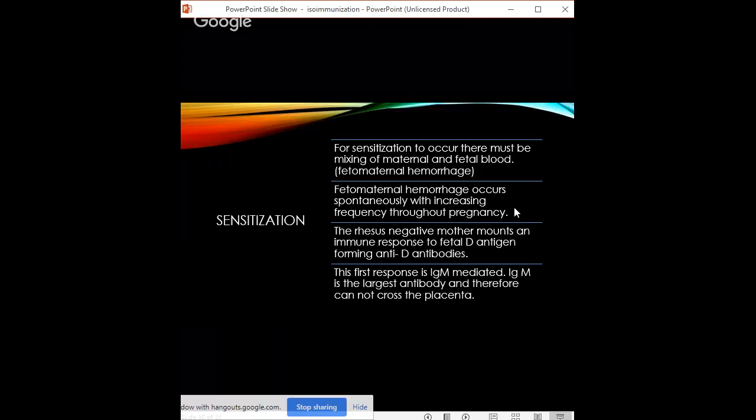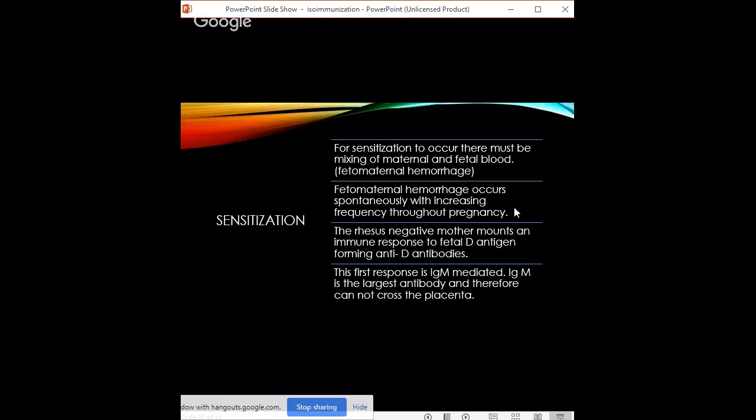So in terms of sensitization, for sensitization to occur, there must be mixing of maternal and fetal blood called fetal-maternal hemorrhage. And also, as we spoke about before, it could be sensitization from blood transfusions as well. They say fetal-maternal hemorrhage occurs spontaneously with increasing frequency throughout pregnancy.